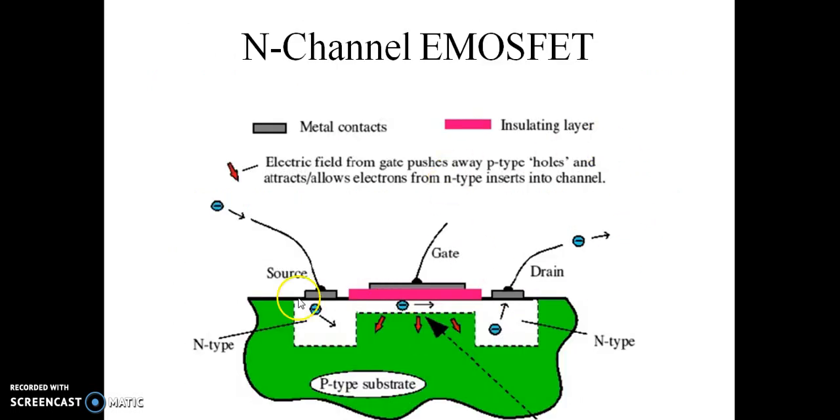Now this is the basic structure of the N-channel enhancement type MOSFET, where the grey color indicates metal and the pink color indicates the SiO2 layer, that is, the gate is insulated from the channel. This is the source terminal, drain terminal and gate terminal, and this is your P substrate. Inside this there are two N regions, forming source and drain. The N region has majority charge carriers as electrons, and in the P substrate the majority charge carriers are holes.